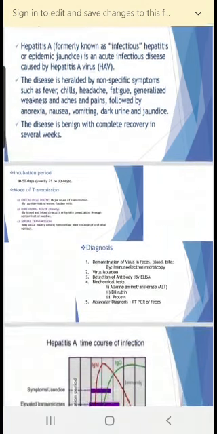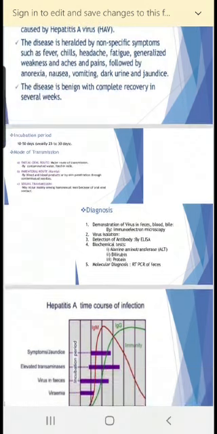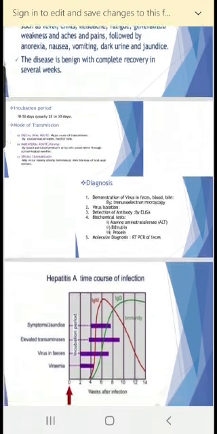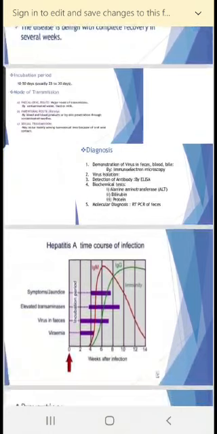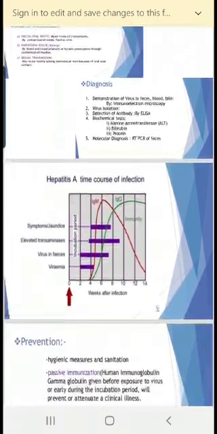So as we know, the incubation period is 2 weeks, and the mode of transmission is the fecal-oral route. The people who handle food are usually the ones carrying this infection. The diagnosis is based on the demonstration of the virus in the feces or in the blood, or you can show the presence of antibody inside the blood by the ELISA method, and also the derangement of the liver function tests like ALT, bilirubin and protein, which are mostly elevated. RT-PCR is also something which we can use to detect the virus.